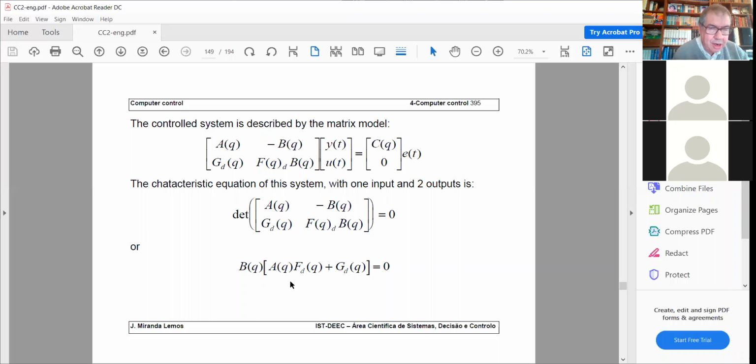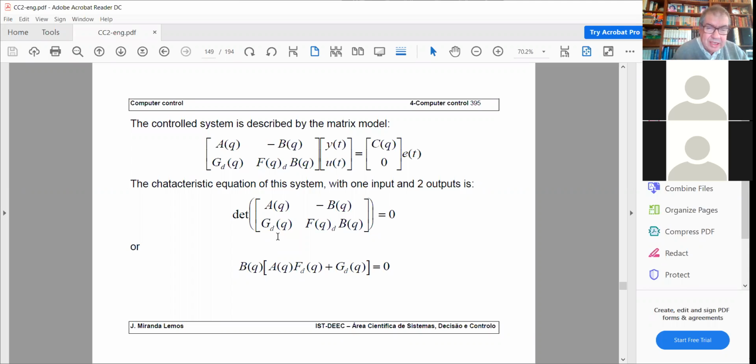I've written it here. Now, it's not written here, but it will appear. We should look not just at the output, but also at the input. It's quite important that we always look at the input. Remember the example I gave you? The output was well controlled, but the input was unstable. It was a signal going to infinity.